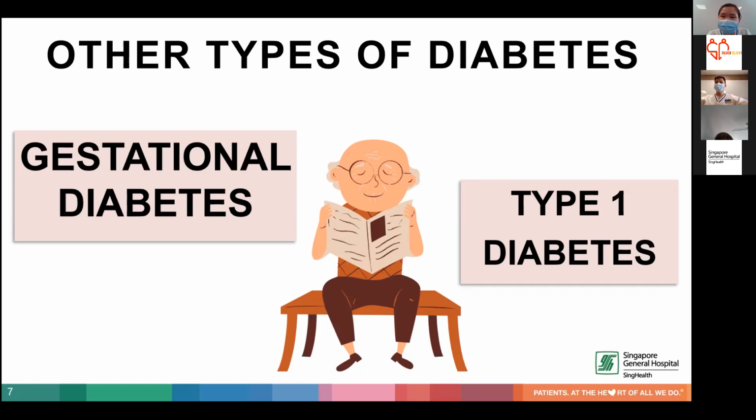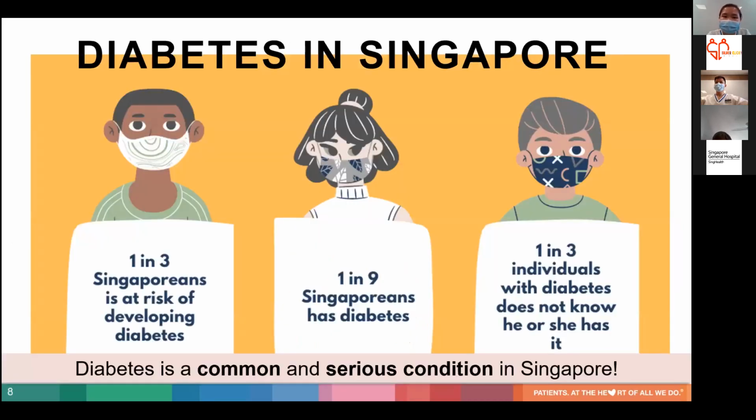The complications of type 1 diabetes are usually sudden and life-threatening. Today, we are going to focus on type 2 diabetes, as it is the most common type of diabetes that may affect any one of us.